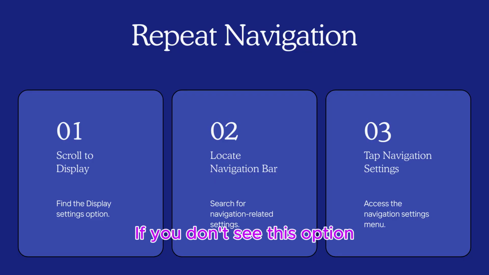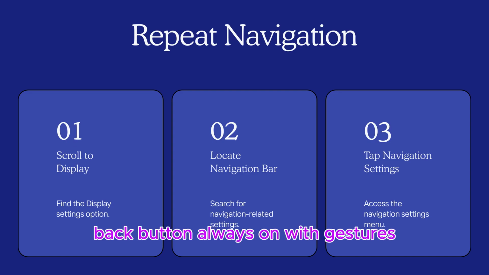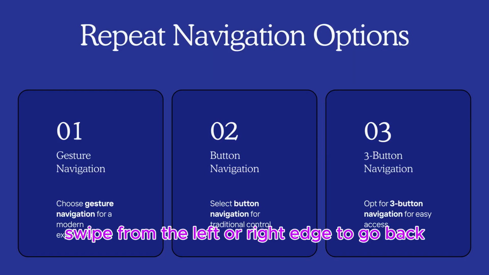If you don't see this option, search navigation bar in your settings search bar. Some phones have the back button always on with gestures. Swipe from the left or right edge to go back.